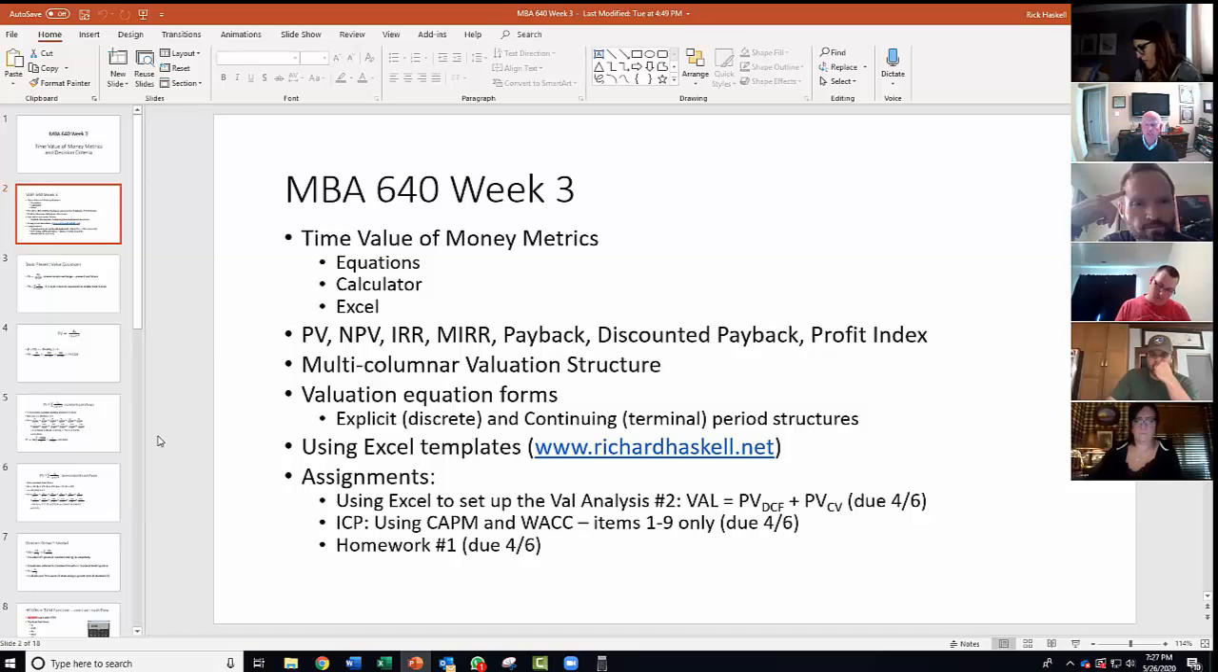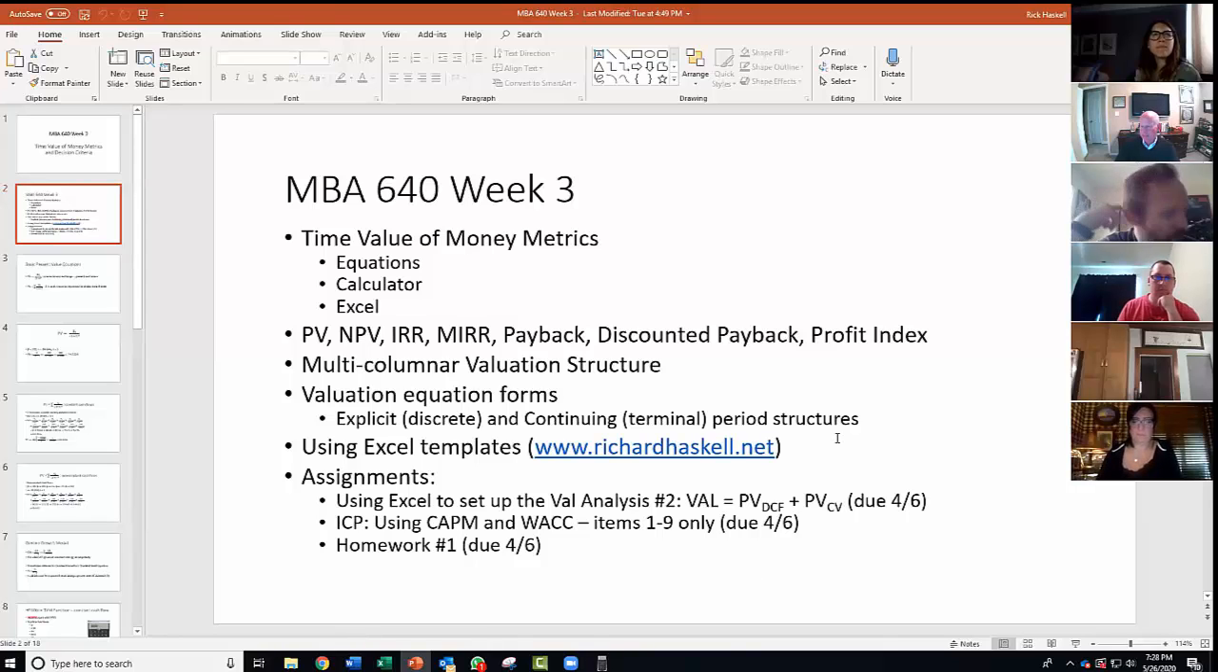We're going to look briefly at those metrics. We're already starting to look at Excel with them and the equations. I'll briefly introduce the calculator to you. And then we'll look at some decision criteria that we think of as present value, net present value, internal rate of return, modified internal rate of return, payback, discounted payback, and the profit index. Then we'll look at a multi-columnar structure. We're going to look at some equational forms. And we'll look at some templates, and then we'll look at assignments that you've already looked at some of this.